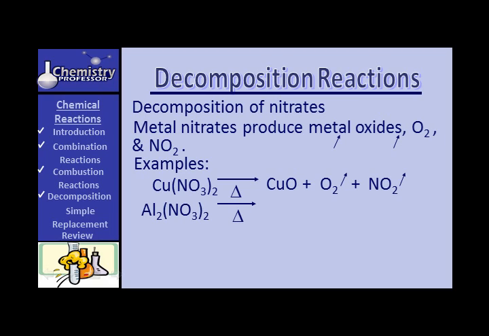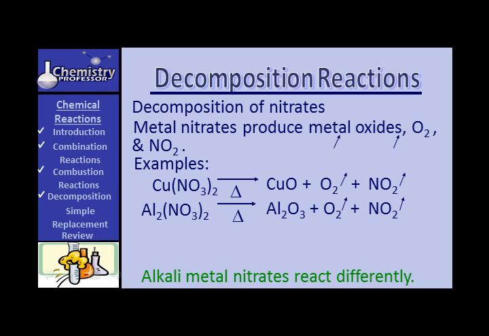Oh well. What about aluminum nitrate? When heating aluminum nitrate, you should have produced aluminum oxide, oxygen gas, and nitrogen dioxide. Got that? Metal nitrates tend to produce metal oxides, oxygen, and nitrogen dioxide. Now, folks, you're not going to like this, but that's the way it is.